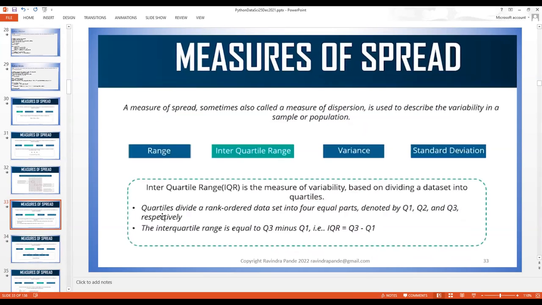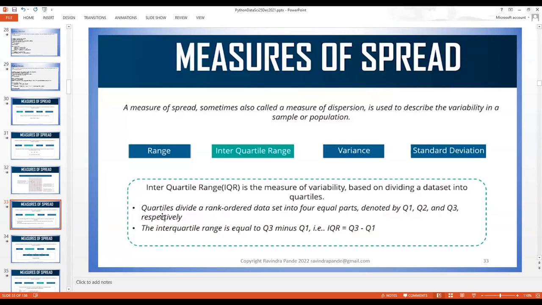Then we have something called the interquartile range. It's a measure of variability based on dividing the data set into quartiles, a rank-ordered data set. So first you need to sort it and then divide it into 4 equal parts denoted by Q1, Q2, Q3, and of course there's a Q4. The interquartile range is equal to Q3 minus Q1.